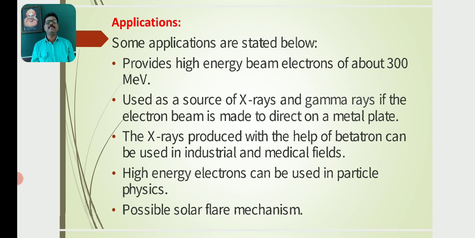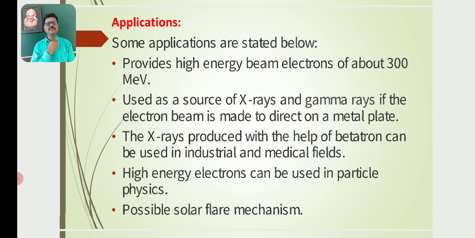So what about the applications of Betatron? Some of the applications of Betatron are given below. The Betatron provides high energy beams of electrons of about 300 mega electron volt. So the Betatron can be used to produce a high energy beam of electrons of about 300 mega electron volt.